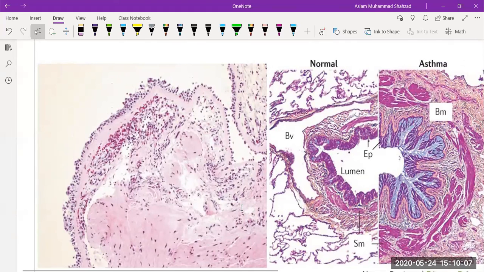So this is the picture, and you need to see how the normal and asthmatic patient compare. This section is the lumen, and this is the basement membrane. The lumen is more open in the normal, whereas in the asthmatic patient the lumen is narrowed. So bronchospasm occurs, number one. Then you can see the basement membrane is more thick. In the normal, the basement membrane is very small.